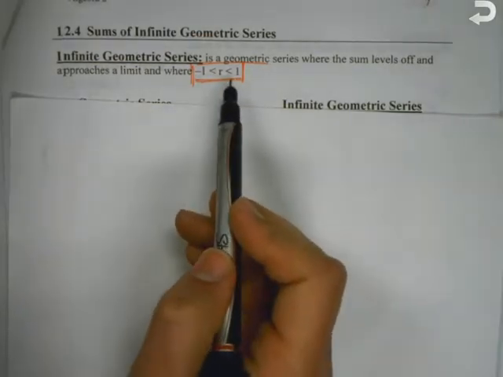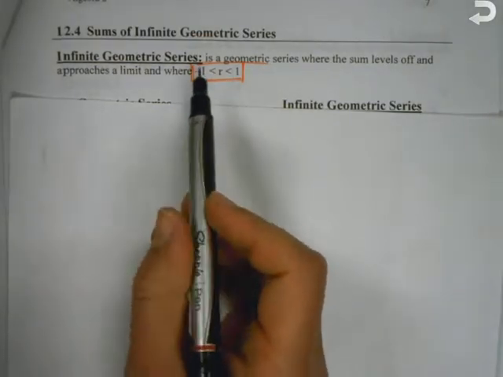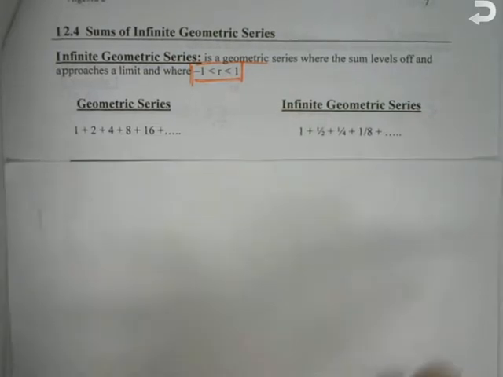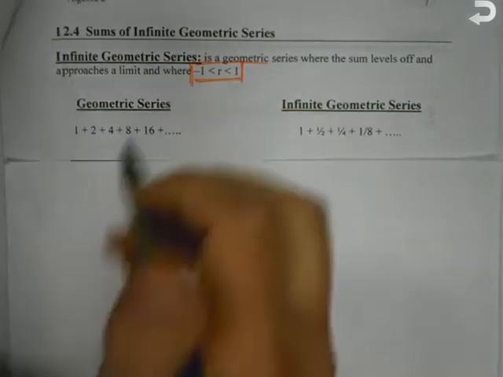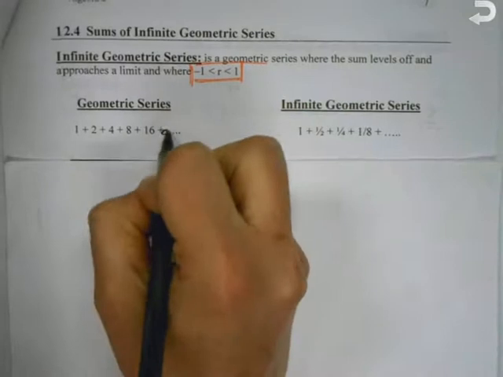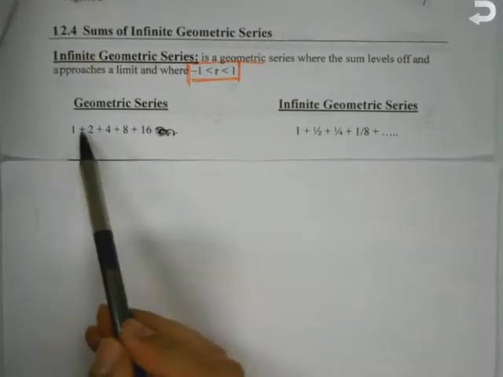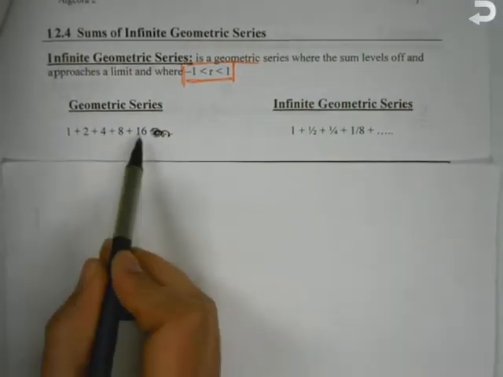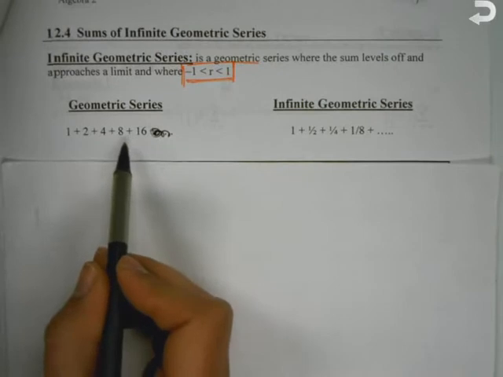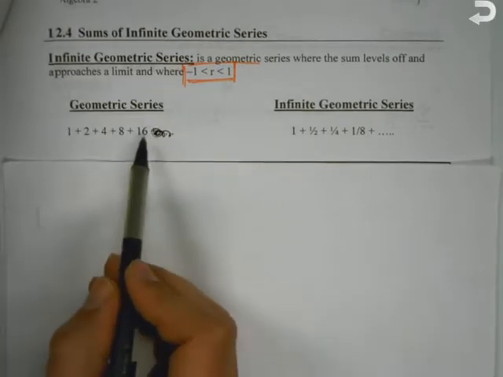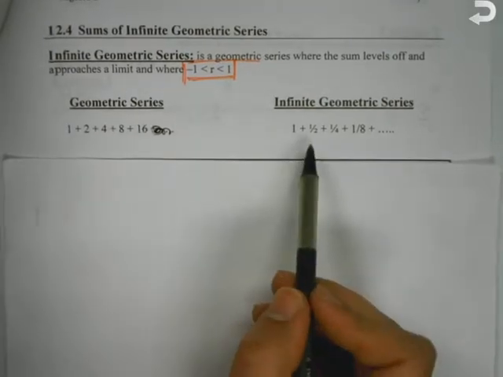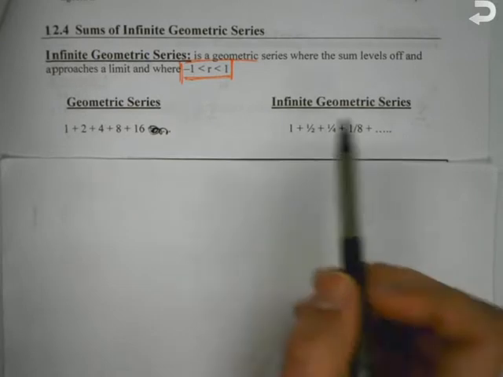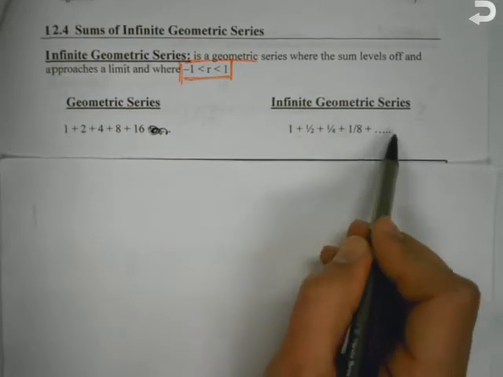Very important. Okay? Okay, so, and there's a typo here. A geometric series looks like something like this: 1 plus 2 plus 4 plus 8 plus 16. It's being multiplied by 2 each time, right? But it stops eventually. An infinite geometric series is something that goes on and on forever and ever and ever. So it has the ... at the end. Okay?